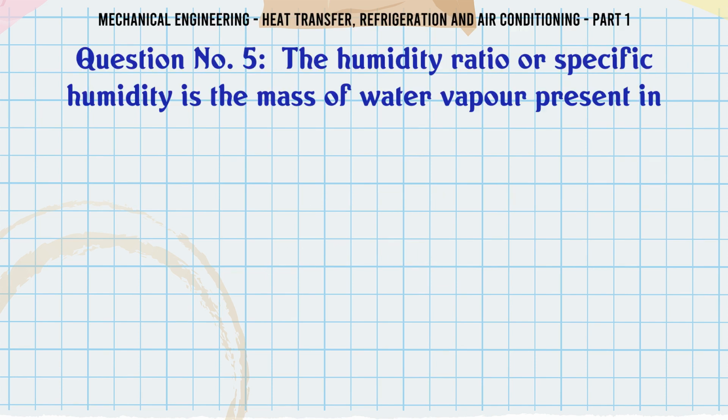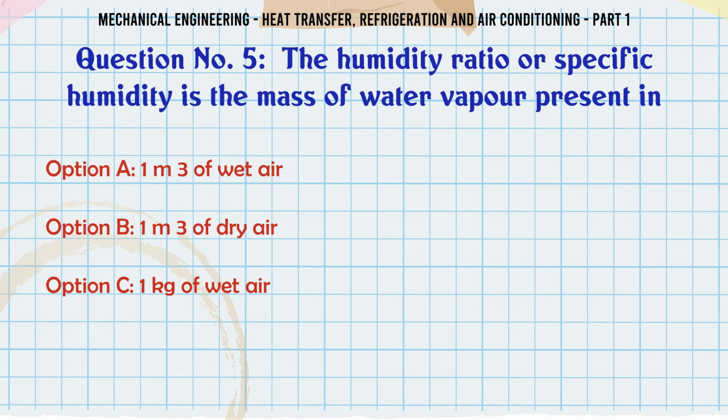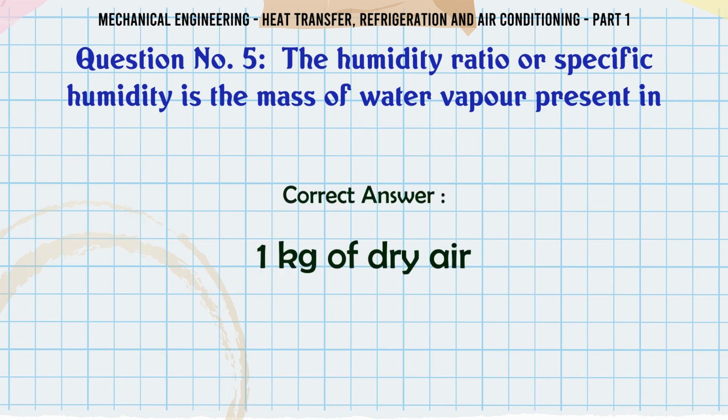The humidity ratio or specific humidity is the mass of water vapor present in A. 1 m3 of wet air, B. 1 m3 of dry air, C. 1 kg of wet air, D. 1 kg of dry air. The correct answer is 1 kg of dry air.